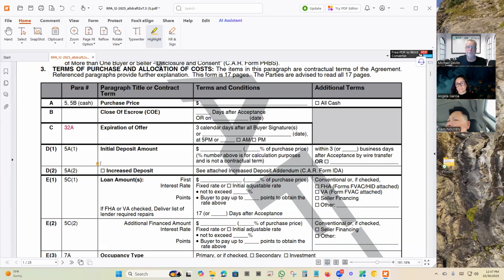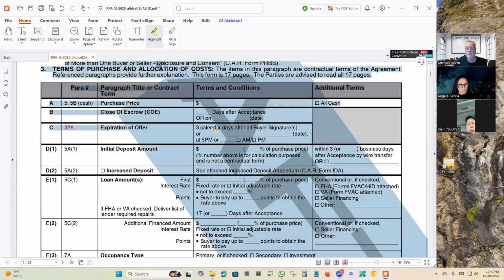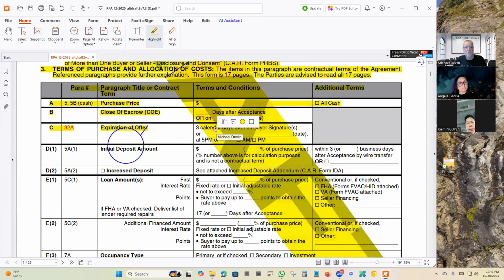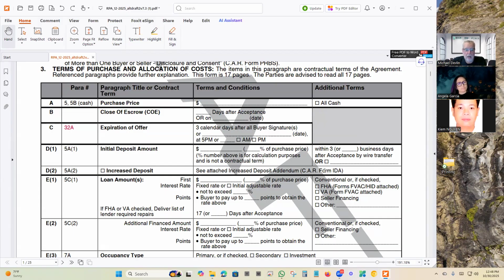Expiration of offer, 3 calendar days after buyer's signature. I'm going to have to work on this. I must have a highlighter someplace, but it's a new program.